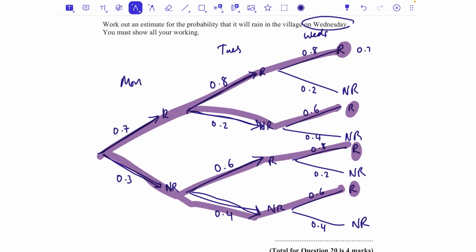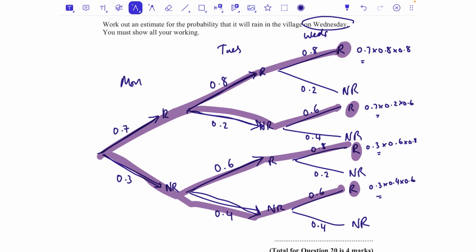So this is 0.7 times 0.8 times 0.8 for that pathway. This one is 0.7 times 0.2 times 0.6. This one is 0.3 times 0.6 times 0.8. And this one is 0.3 times 0.4 times 0.6. I'm then going to add all of those together to get my final answer.